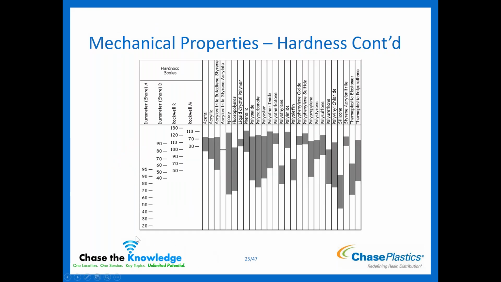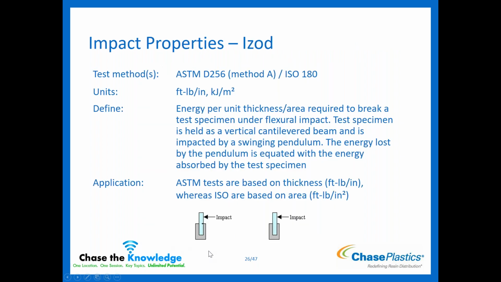And then for reference, I did include this graph here, or bar chart, if you will, of the different durometers and the different Rockwell hardnesses of your standard materials. You'll see acetal's up first, there's nylon on there. It gives you a nice little range where they tend to fall for their hardnesses, so you can get an idea of what's a softer or harder material. It's in there for your reference. Next, we'll start talking about impact properties.